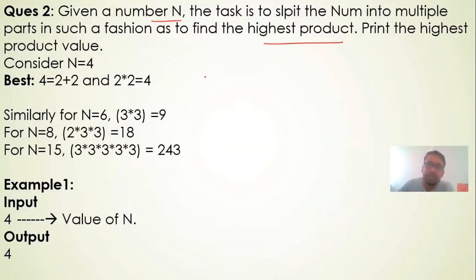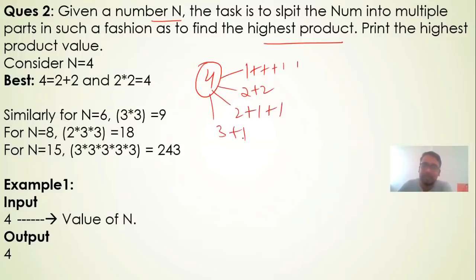Okay, so let's consider 4. So how can we split 4? Like 1 plus 1 plus 1 plus 1, something like that. And we can split it like 2 plus 2, or we can split it like 2 plus 1 plus 1, right? Or 3 plus 1, like these things. So we have to take that particular sum in which, if we multiply the digits here, like 2 into 2, then we will get the highest output, okay, highest product.